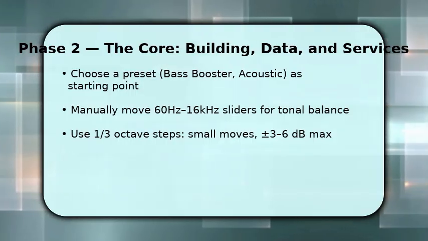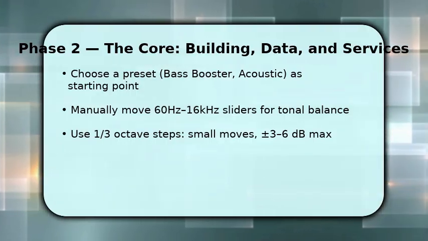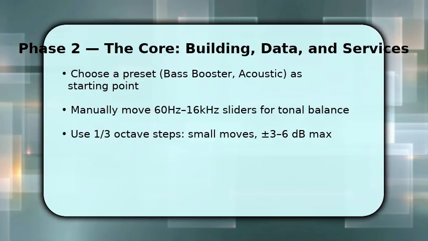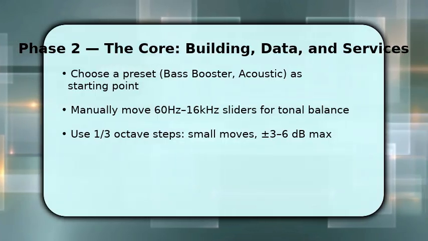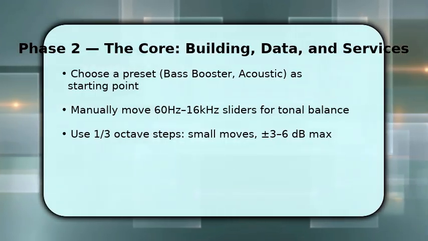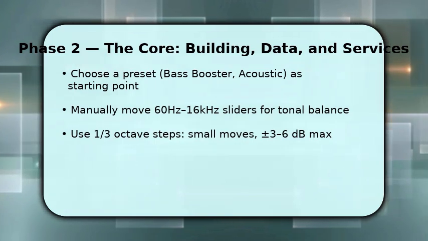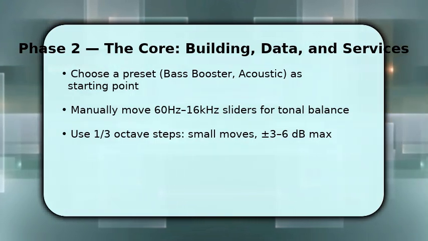Make small adjustments, about 3 to 6 decibels, because big jumps create distortion. Use 1/3 octave increments and listen between changes. Pause tracks that highlight the frequencies you're targeting so you can judge the impact clearly.